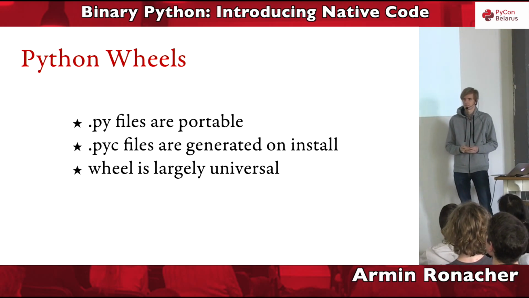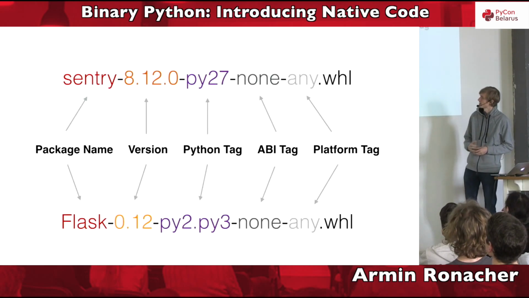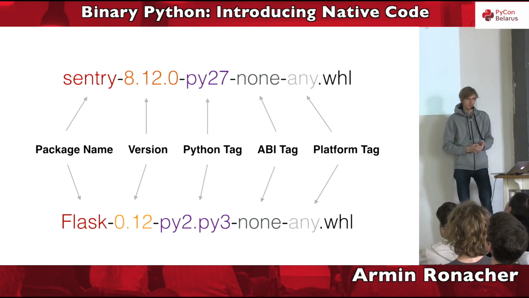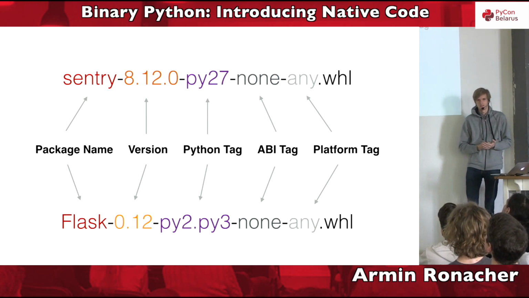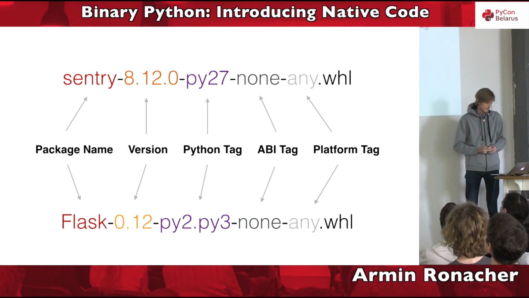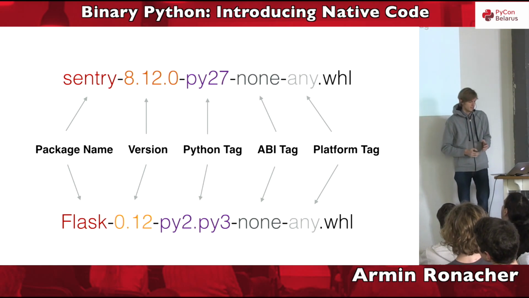And the reason for this is that wheels can be tagged. And this is what the Sentry wheel looks like. So this is the file name. The first part is the name of the package. The second part is the version number. And this is sort of the minimum set that you have to have. And then you have three tags, and those tags can limit where a package can install.